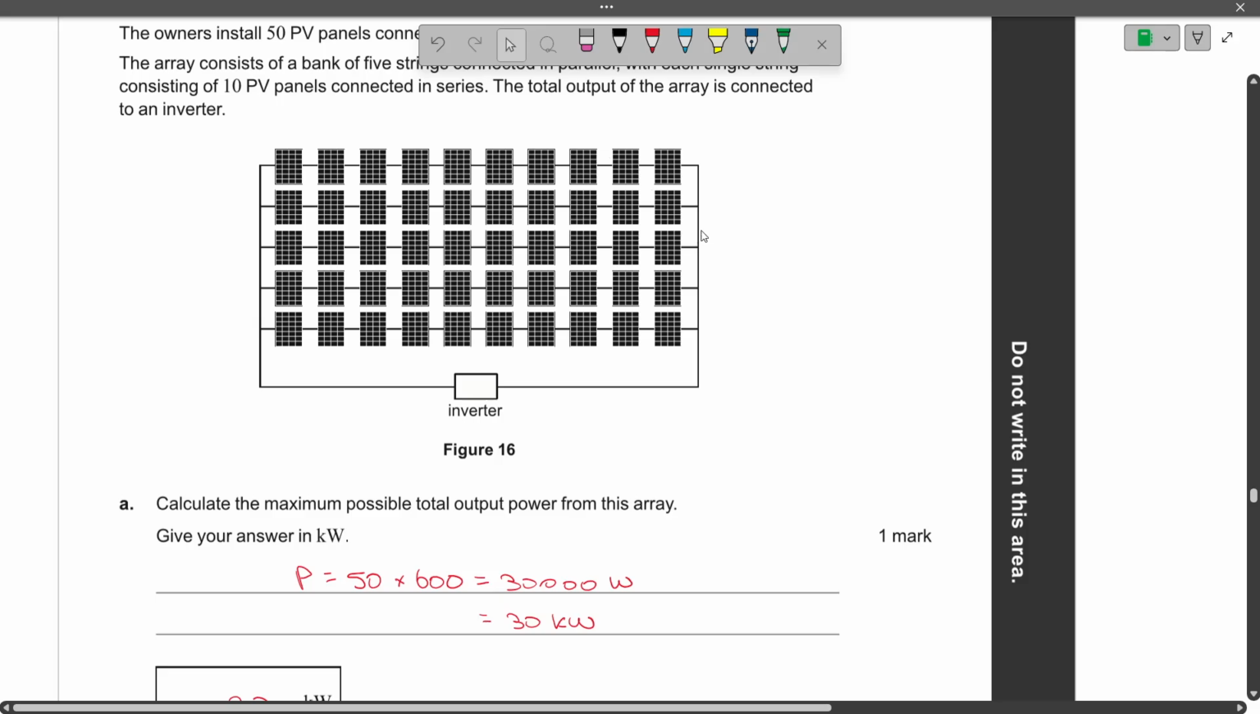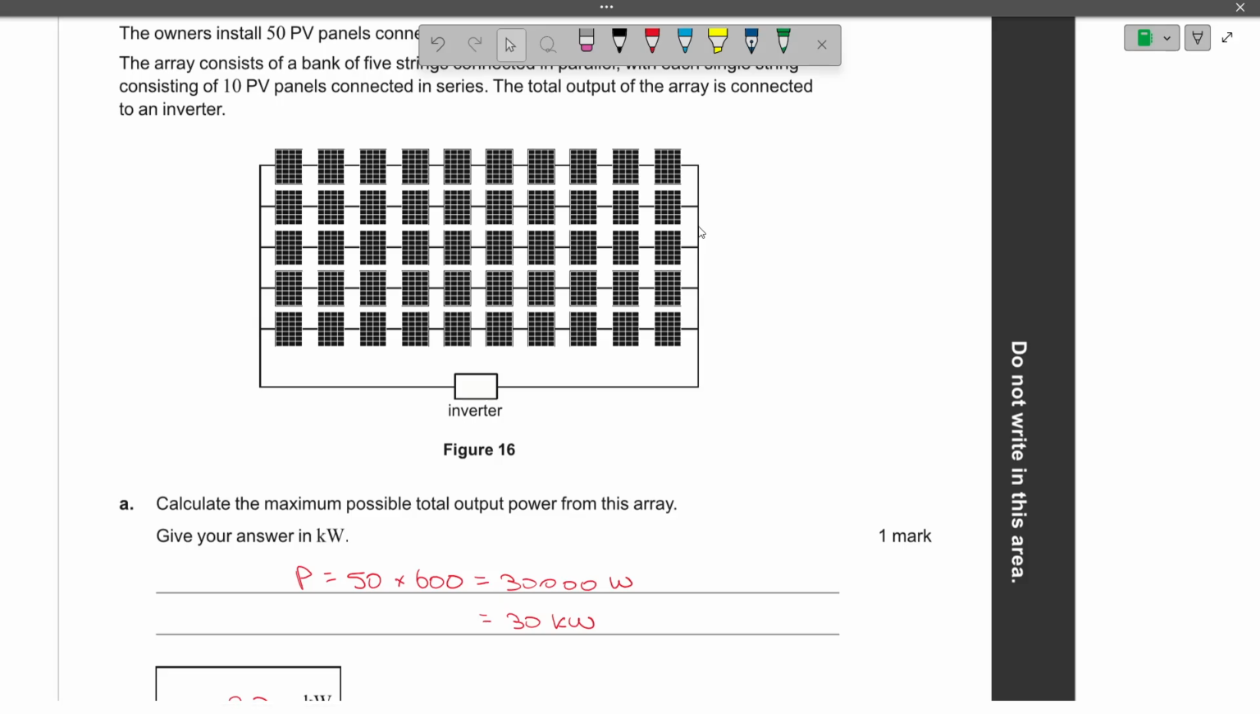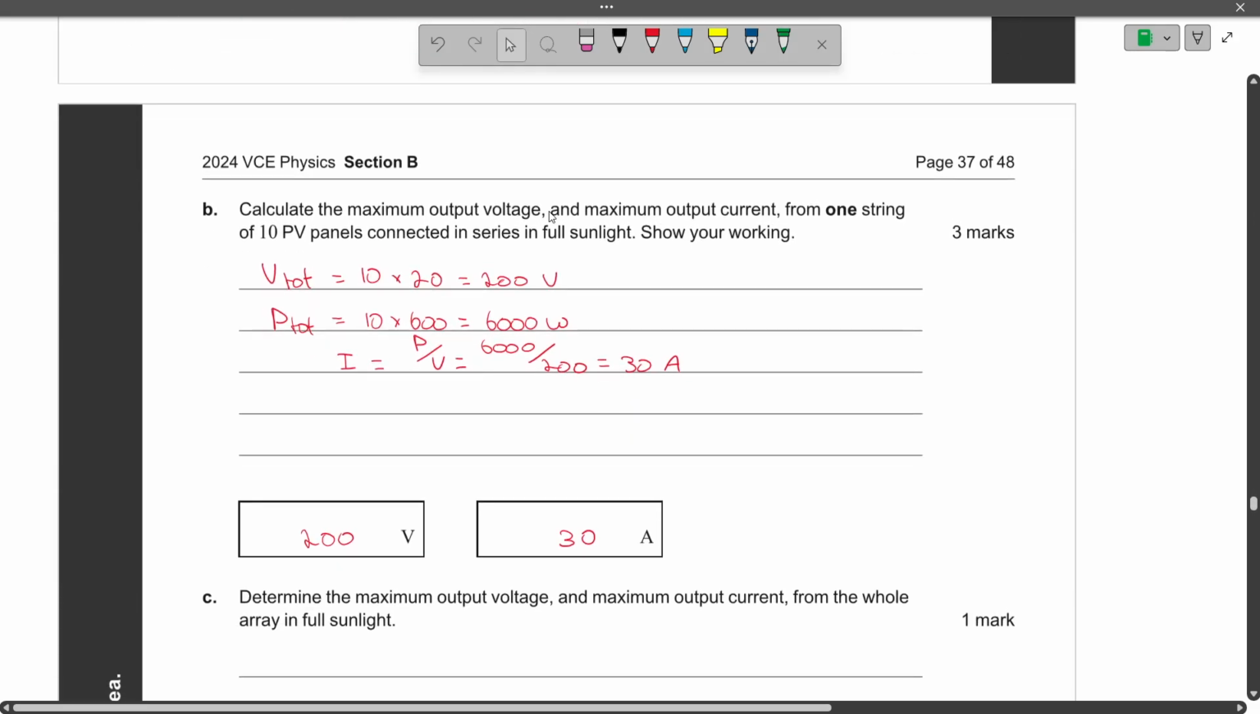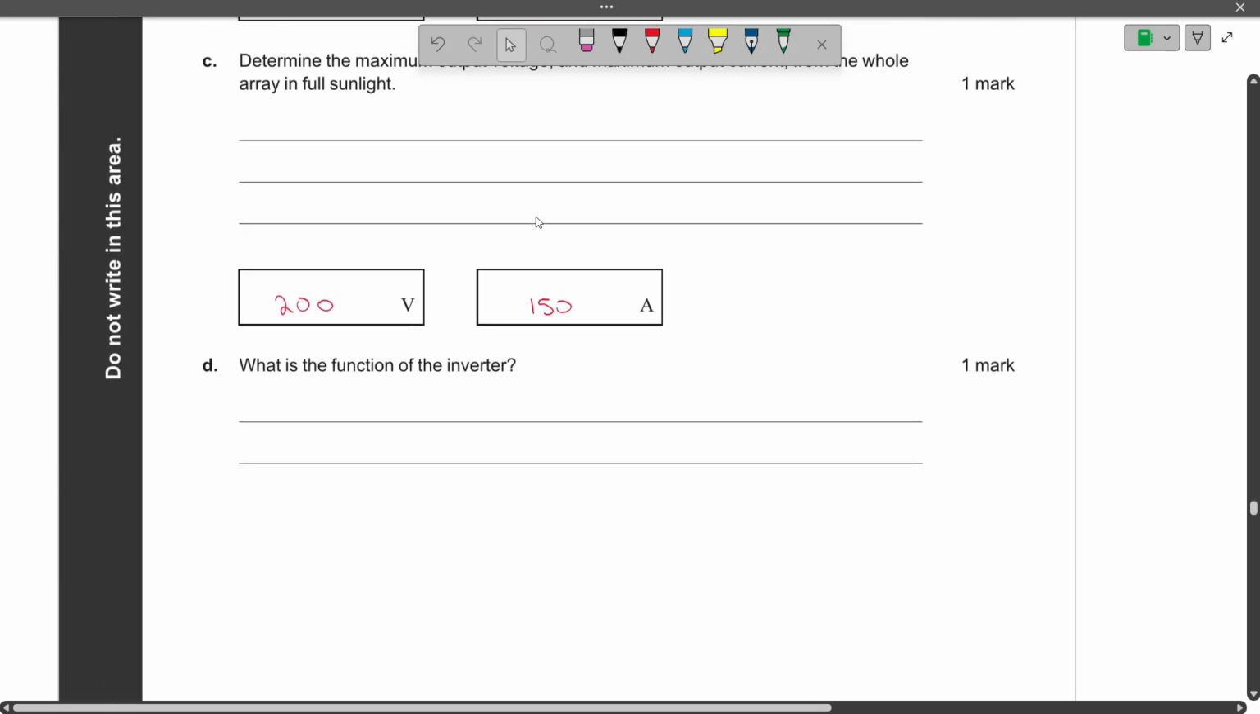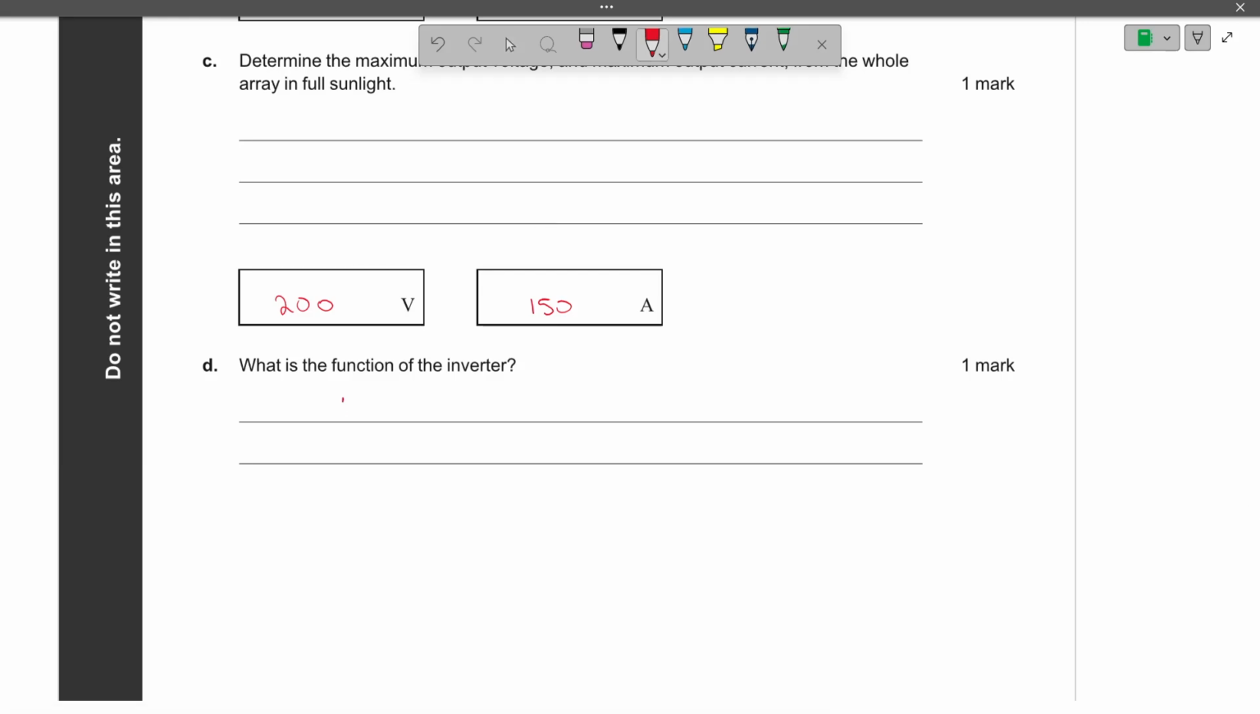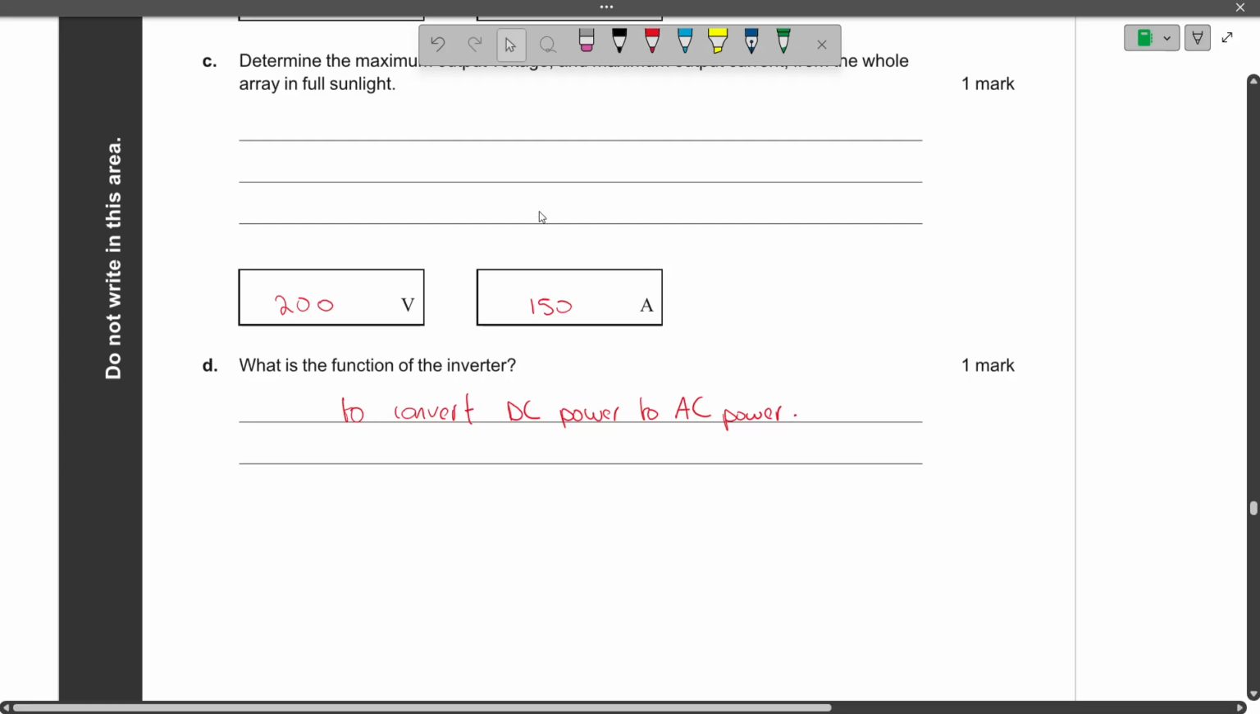Batteries are DC, okay? For any real purpose, we want our electricity to be in AC. So the function of an inverter is simply just to convert DC power to AC power. That's it. 1 mark for that.